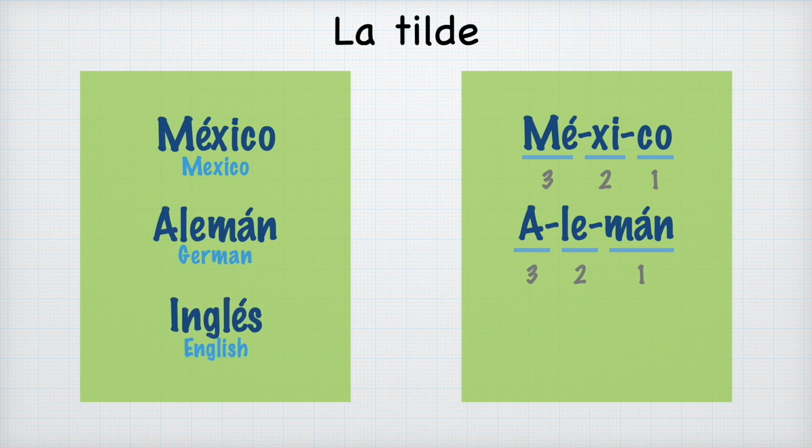And the last example here is inglés. It means English. And it has 2 syllables. The rule says that the stress should be on the second syllable, so it should have been inglés. But it's not, it's inglés. We have to put the accent on the vowel of the first syllable so that we know we have to stress that one instead of following the normal rule.